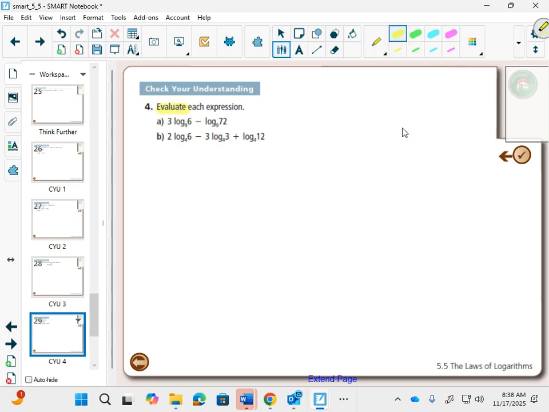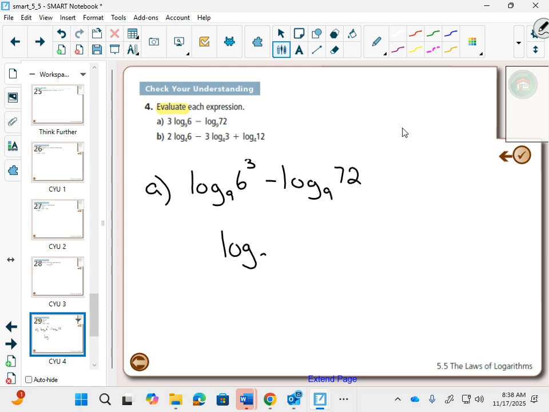Evaluate each expression. So when a question says evaluate, that means you need to come up with an answer. So we need to figure out what this is equal to as just a single number. So again, what we can do is we can do log laws. We know a 3 out in front lets us bring that in as an exponent. And subtracting for logarithms, the log law says we can divide. So we have 6 cubed over 72.